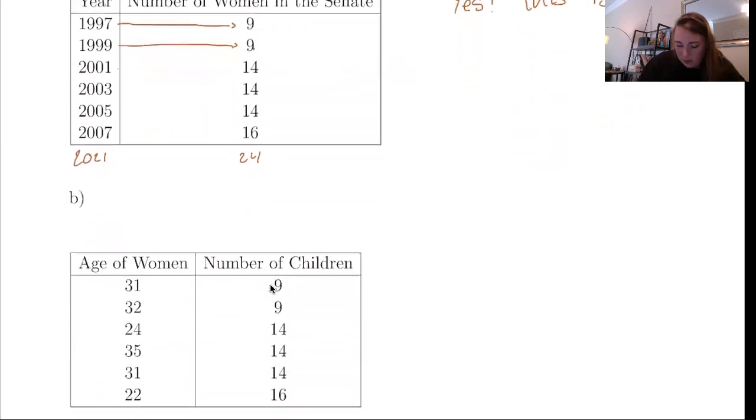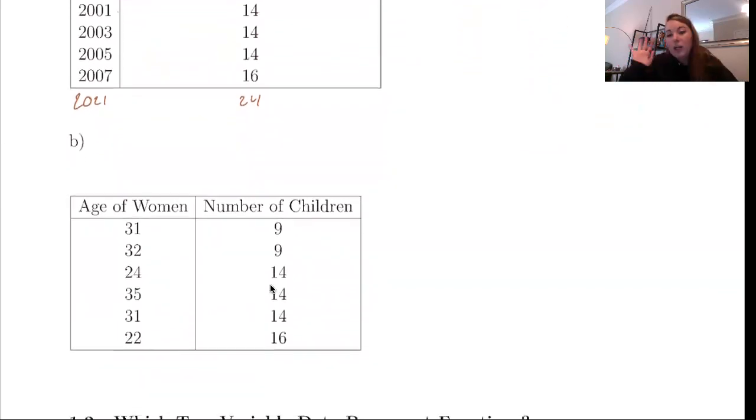Moving down. So age of women and number of children. I did not come up with all of these women-focused charts. These are what are in the textbook. Okay, so we have a 30-year-old. Oh my God, not 9. I forgot to change this axis. That was the same for the Senate one. I copied and pasted. That's really embarrassing. I was like, this woman has 9 children.